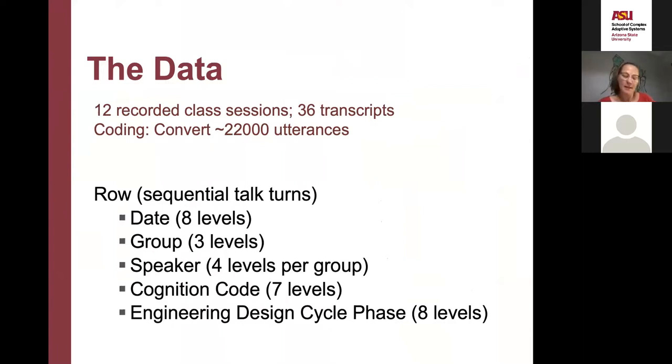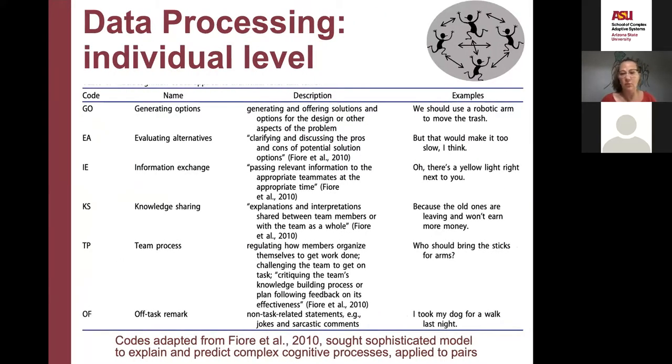So the data, recognizing that I'm losing time here, the data for our studies to date have been taken from 12 class sessions, 36 transcripts, a whole lot of utterances in terms of a classroom data set. What we've got is an initial Excel spreadsheet where we've logged all the talk turns that take place in each of the three groups. We've got the date, the group, the speaker, and what we call the cognition code, which I'll talk about in a minute. And then the engineering design cycle phase that the youth were in as the turn was spoken.